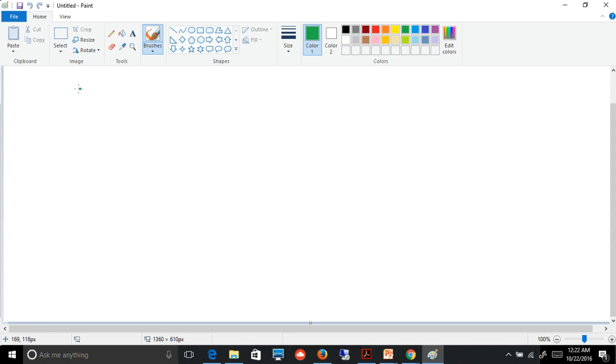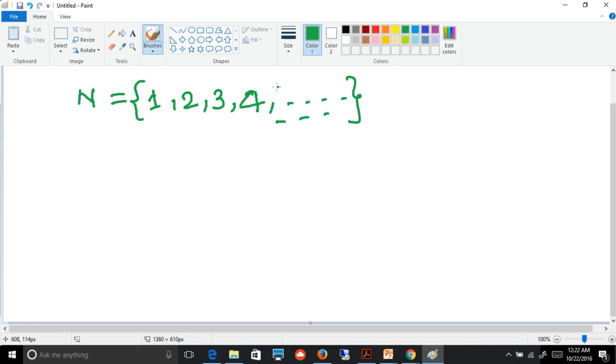So it is denoted by N. N is nothing but the set of natural numbers. The set of natural numbers is 1, 2, 3, 4, and so on. We cannot write the full set, so that's why we say "and so on." Remember, whenever anyone says write down the set of natural numbers, it is 1, 2, 3, 4, and so on.